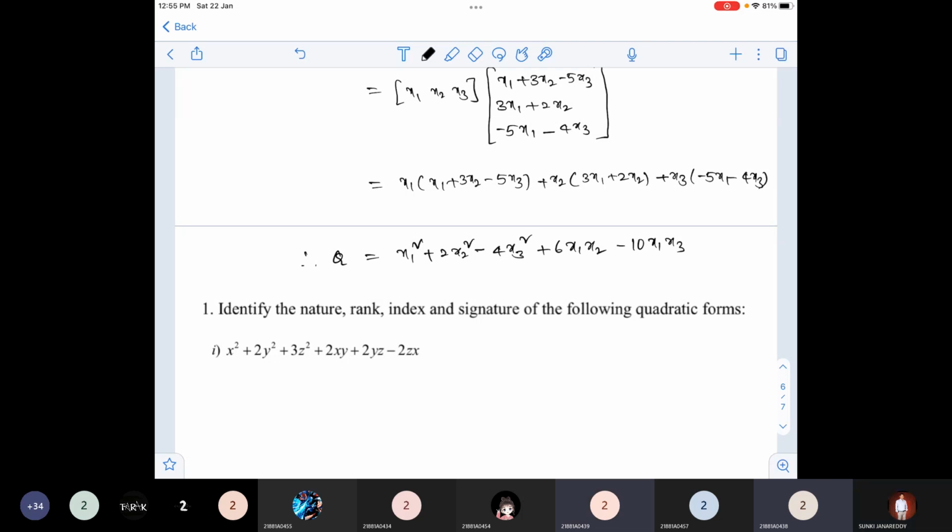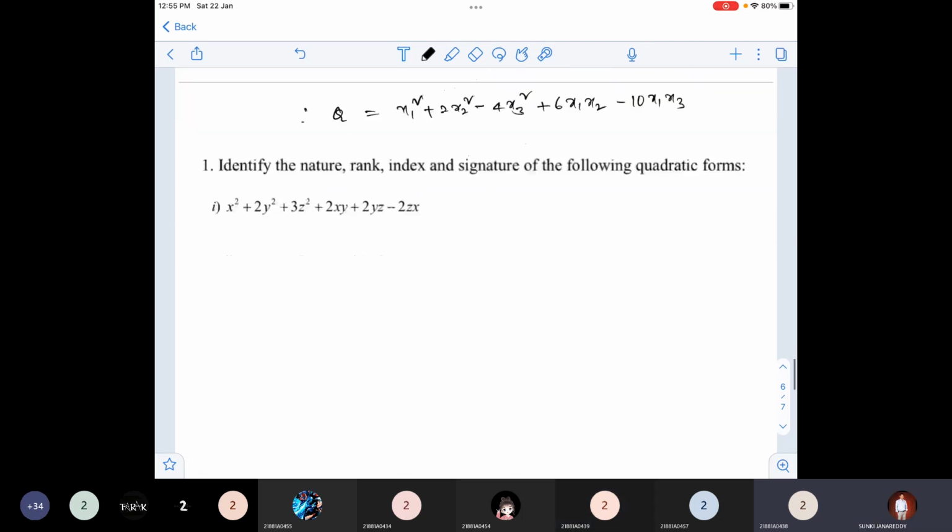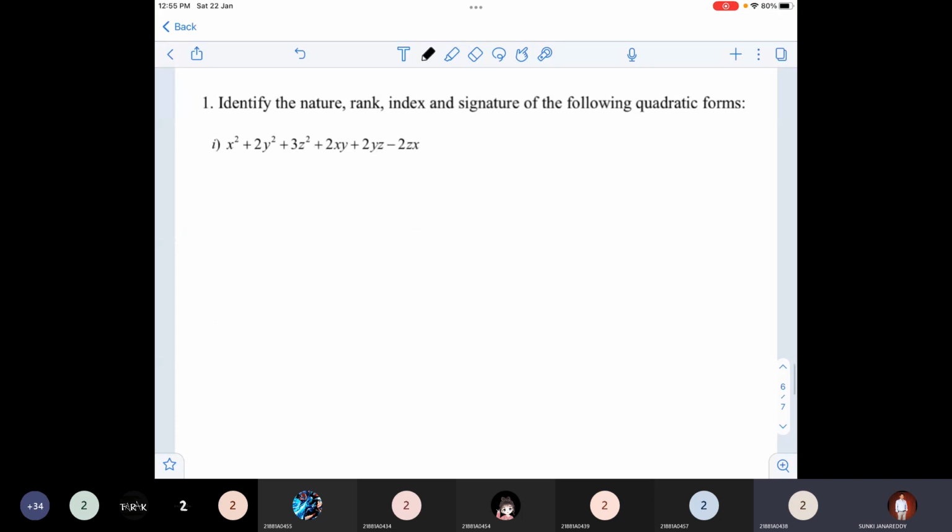Okay, write this question. Identify the nature, rank, index, signature of the following quadratic forms. Yesterday we discussed about these. Yes or no? Yes, sir. Okay. Now write down all of you carefully.